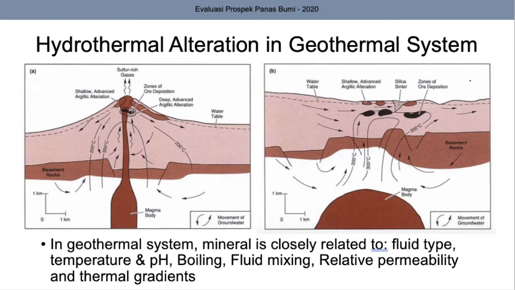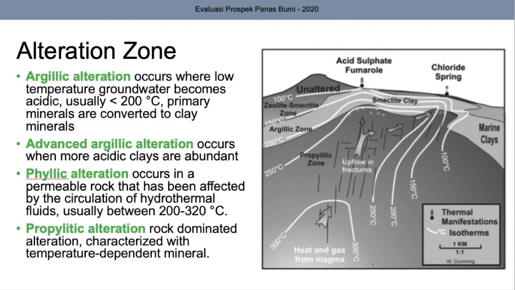From thermal manifestation mapping, we can also do the hydrothermal alteration mapping, especially in the geothermal system. In a geothermal system, the altered minerals are closely related to the type of fluid, the temperature, the pH, and the relative permeability of the rocks. By understanding the alteration, you can determine the alteration zone. Each alteration zone can indicate the pH, temperature, and permeability of the rocks in the geothermal area. This is very important to determine the characteristics of the geothermal system.